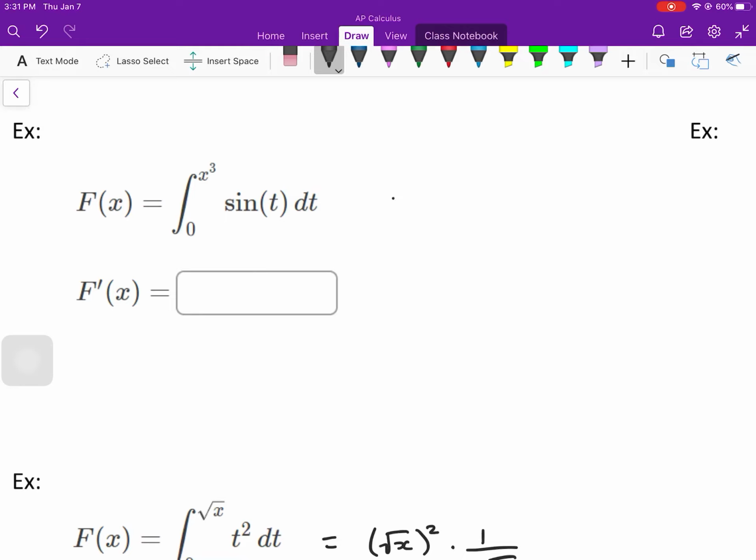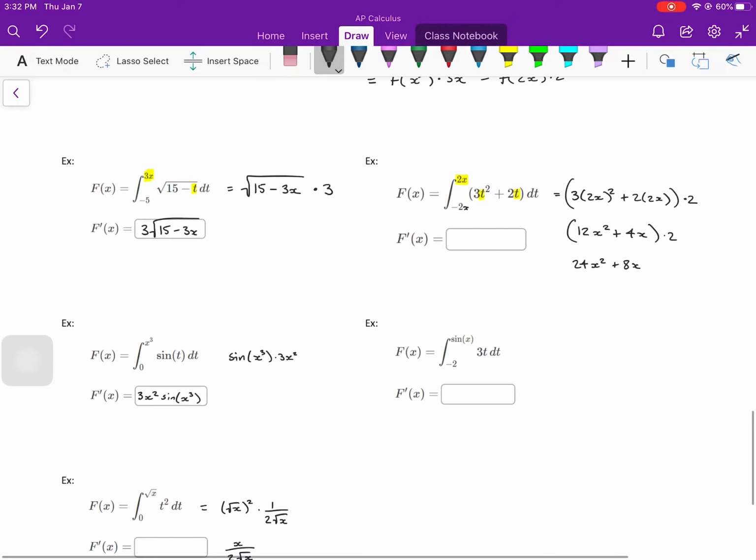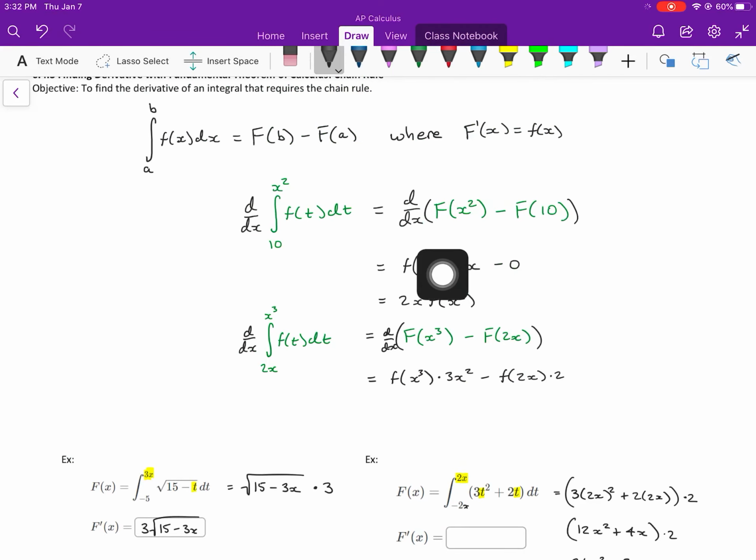I guess I could do this one. This would be sine of x cubed times 3x squared. So the final answer is 3x squared times sine of x cubed. So very simple. It's simple to do, but the main concept here might take you a little bit to look through, so watch this again or something and get the hang of that.